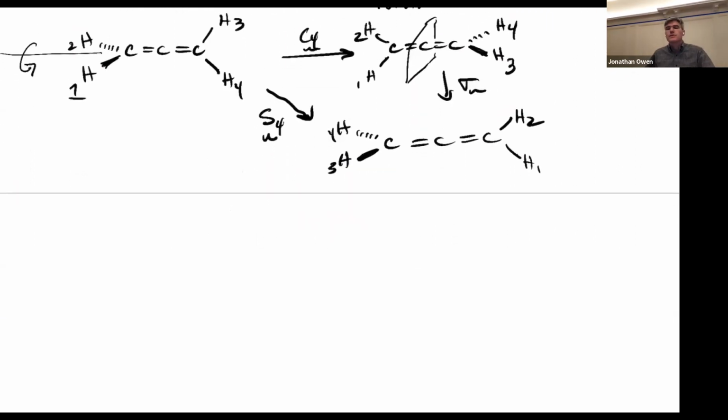Now, I'll tell you, these things are pretty useful because you could use them to define whether or not a molecule is chiral. Molecules that lack improper rotations are said to be chiral.